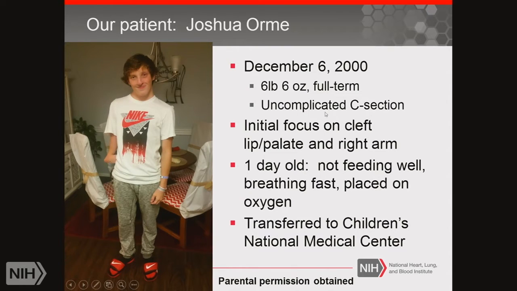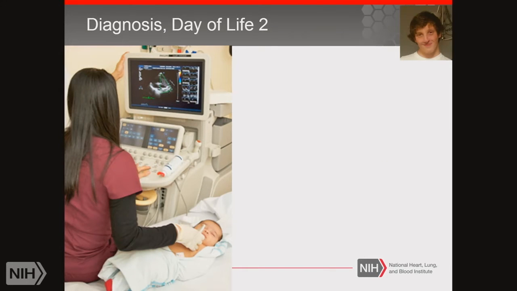So as you might imagine, people were fairly focused on stabilizing this child. And by 1 day of age, he was not feeding well, he was breathing fast, he was placed on oxygen, and he was transferred to Children's where I met him. He arrived on my service. I see patients at Children's in addition to my activities here at NHLBI. So how did we find out what Joshua had?